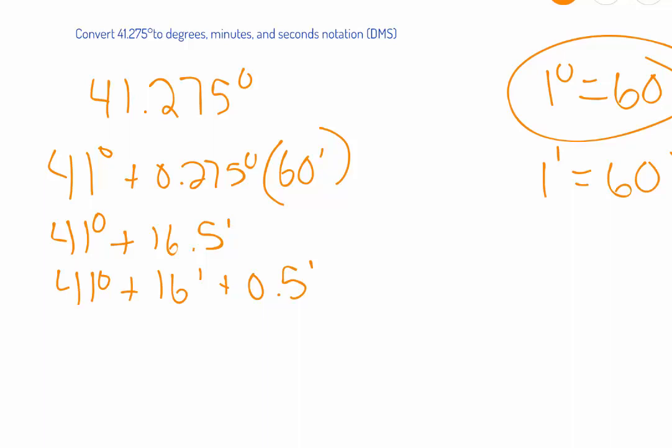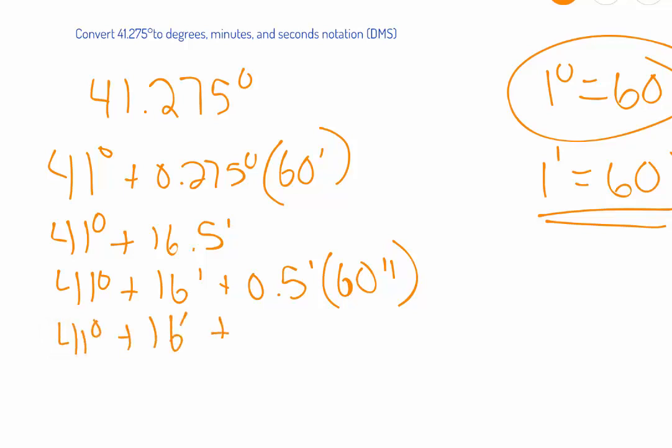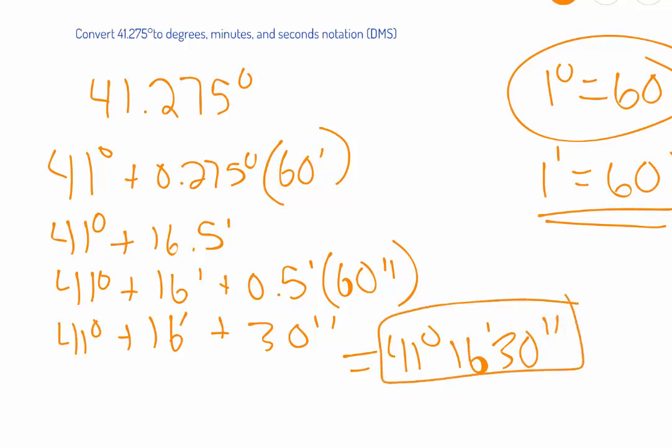Again, pull apart the decimal. We take the 0.5 minutes and convert it to seconds using this conversion: 1 minute is equal to 60 seconds. So we multiply 0.5 minutes by the seconds conversion. So 41 degrees plus 16 minutes plus, when we do this calculation, that gives us 30 seconds. So our answer is what we get. Essentially, when we remove these plus signs, we have 41 degrees, 16 minutes, and 30 seconds for our degree minute second notation.